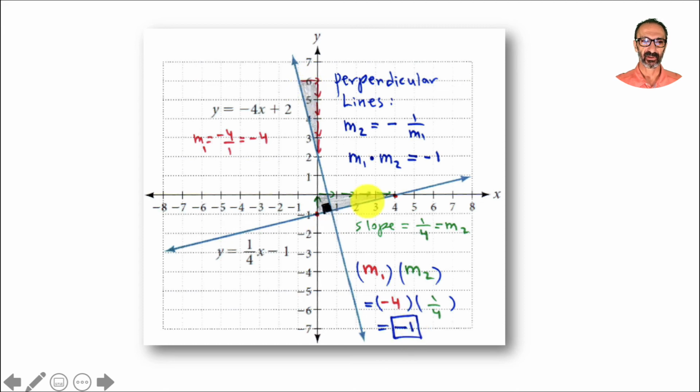Notice how the slope looks in our graph. Your running is your rising, how much you run, how much you rise. How much you run here is how much you rise here. And they're opposite with numbers.